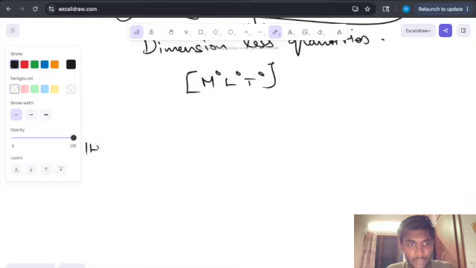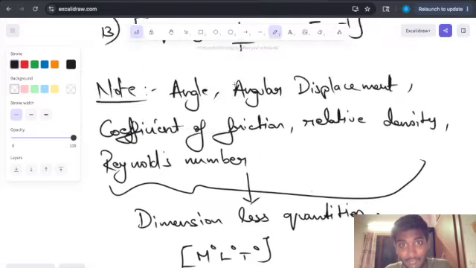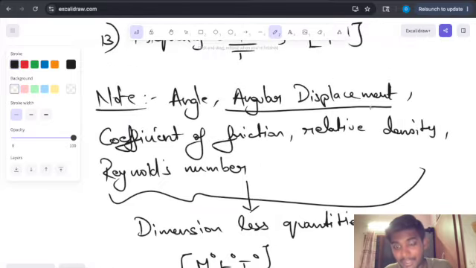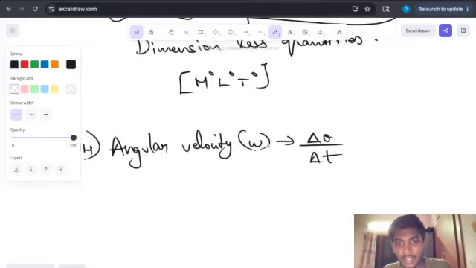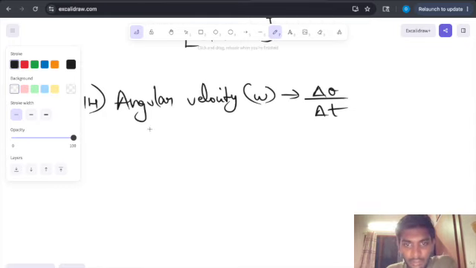So now let us move on to our 14th physical quantity, which is angular velocity, omega. This is del theta by del t. Del theta is angular displacement. As I have mentioned before, angular displacement doesn't have any dimension. Now it is very easy for you to find the dimension of angular velocity. It is just 1 by T, which is T inverse. So omega is T inverse.